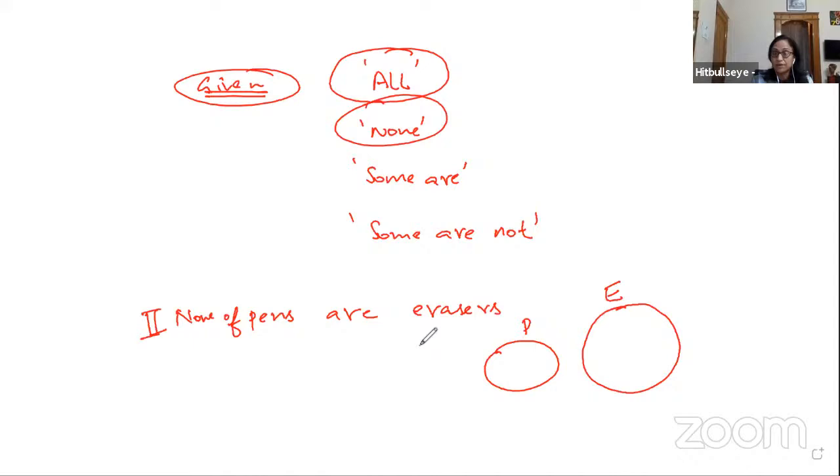Yes, none of the pens are erasers. You just make the two diagrams disjoint. Nothing common, nothing overlapping. Okay, now the third category.